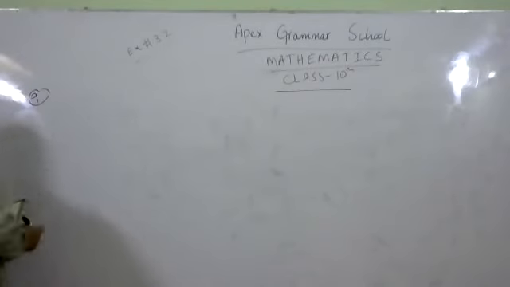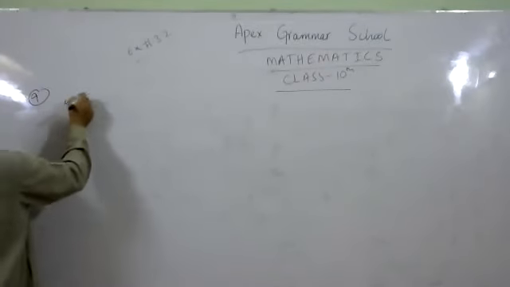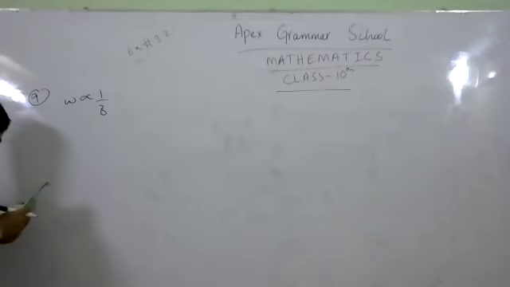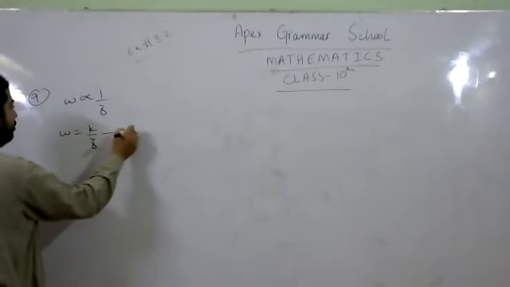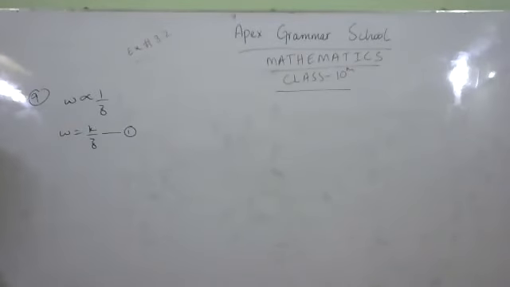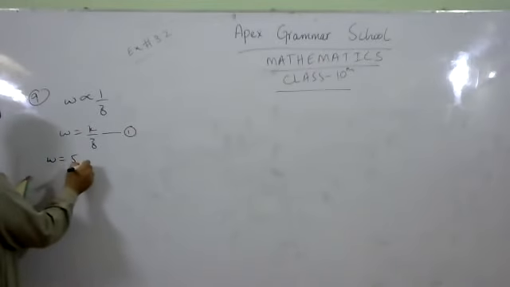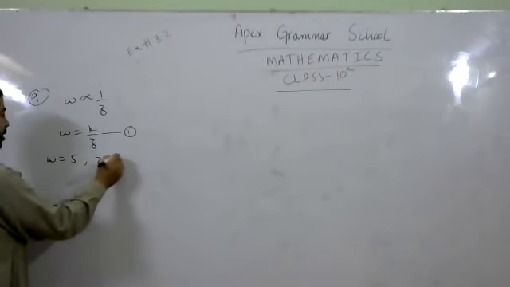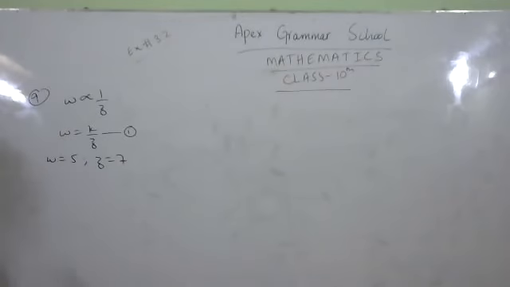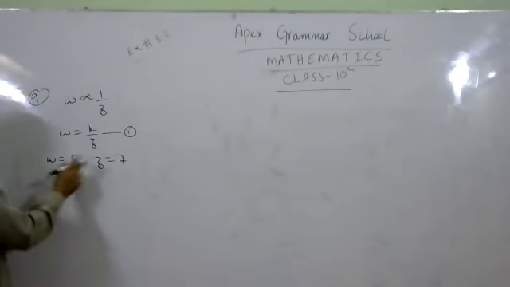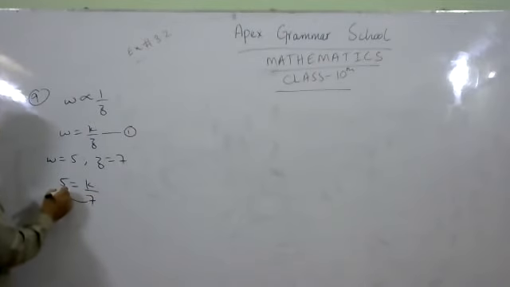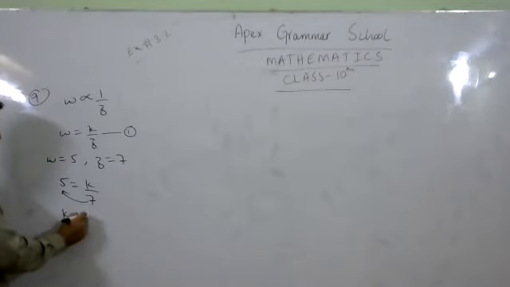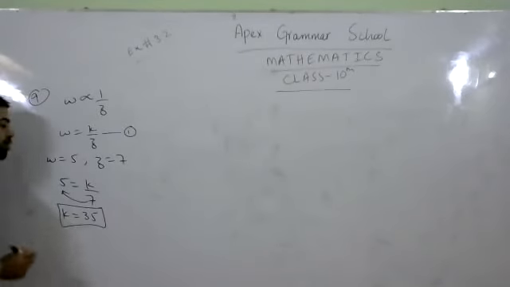Number 9, that is if w is inversely proportional to z, or we can say that w is equal to k over z. Now we need to find the value of k. So w is equal to 5 and z is equal to 7. For these values we can easily find the value of k. By putting these values into it, 5 is equal to k over 7. 7 will go to multiply there, 7 fives are 35. This is the value of k.